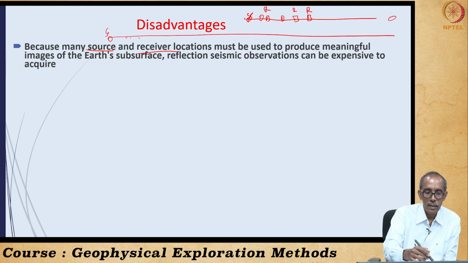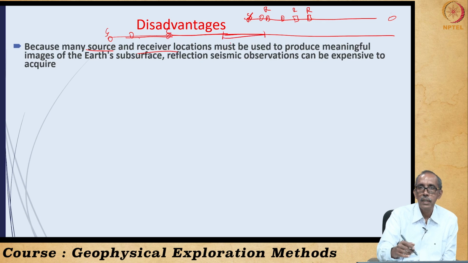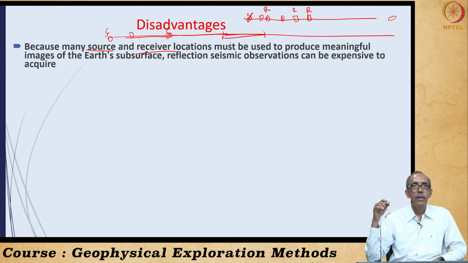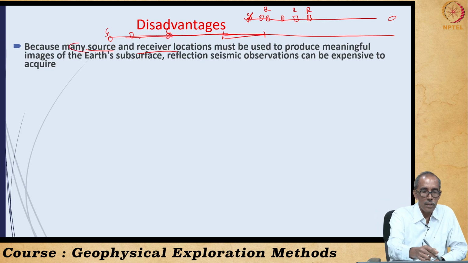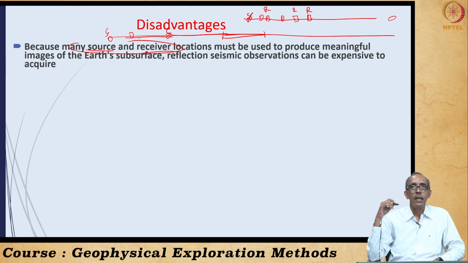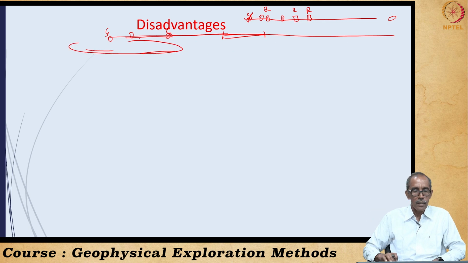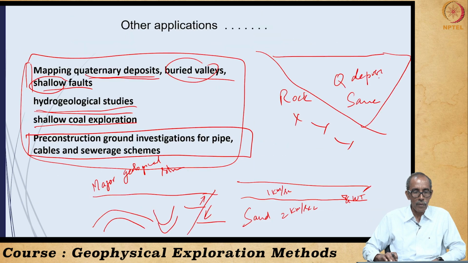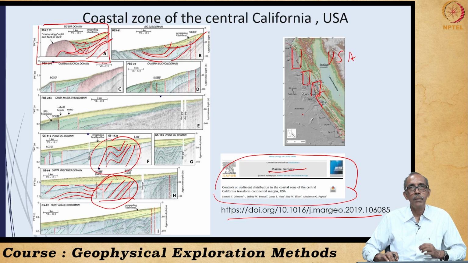Source, the set of receivers; then here is the source, and the set of receivers are moved here; and this is the source, and the receivers are moved to this stage. So, this is how we need to have many source and receiver locations to come out with a meaningful interpretation. For example, the sections we had seen previously were not obtained only by keeping one source location and a couple of geophones.